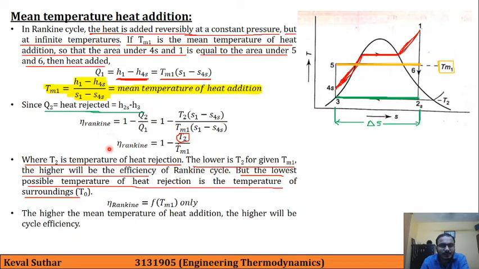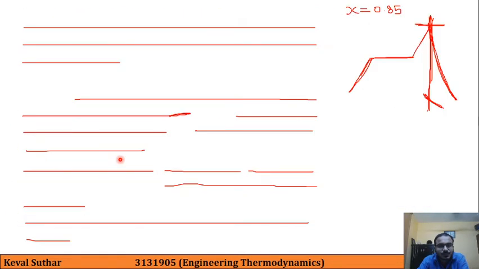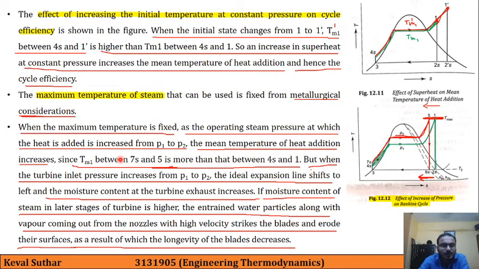And here we obtained that the Rankine efficiency is a function of mean temperature of heat addition. So this is a very important parameter that will be helpful to us in analysis. And now these were a few effects of changing various parameters on the efficiency of Rankine cycle.